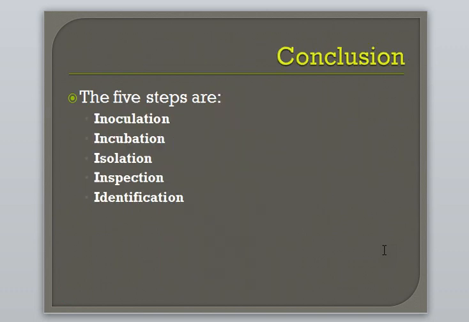In review, the 5 steps for culturing microbes in a lab are: Step 1, inoculation, the process of introducing a microbe to a new environment. Step 2, incubation, giving the microbe time to grow. Step 3, isolation, the process of separating microbes from a mixed population. Step 4, inspection, the process using both macroscopic and microscopic inspection methods. And finally, Step 5, identification, which is achieved by gathering the data from numerous assays to help determine the identity of the unknown microbes.